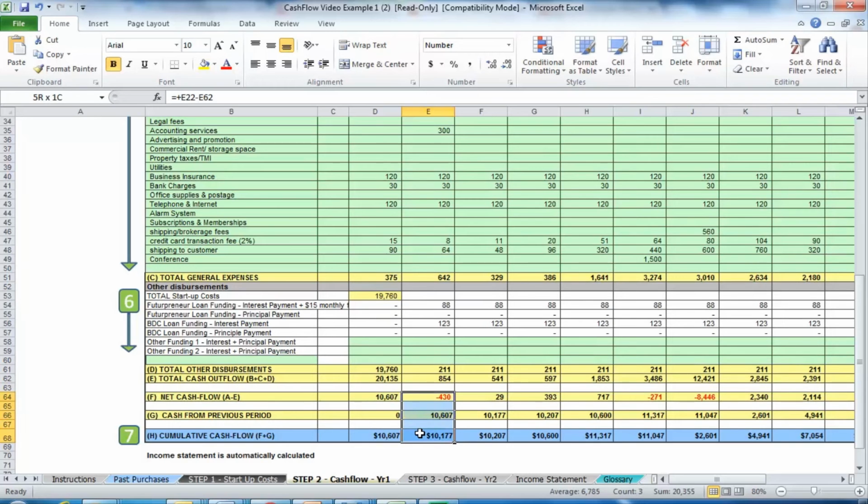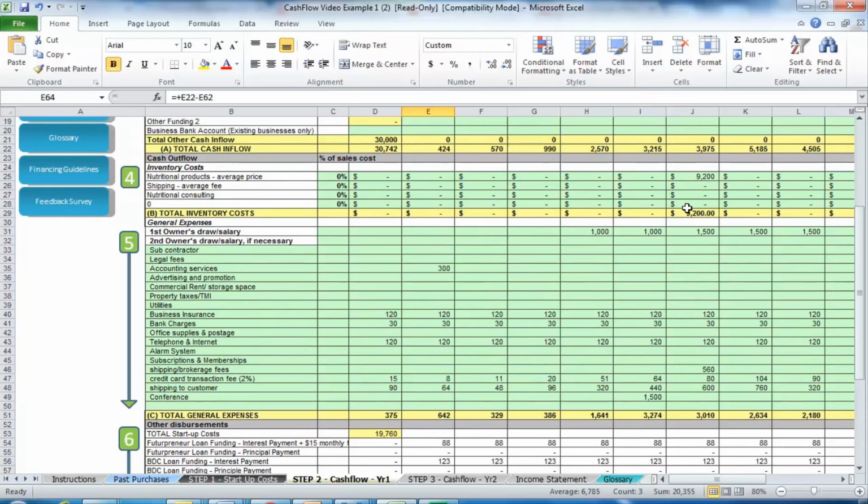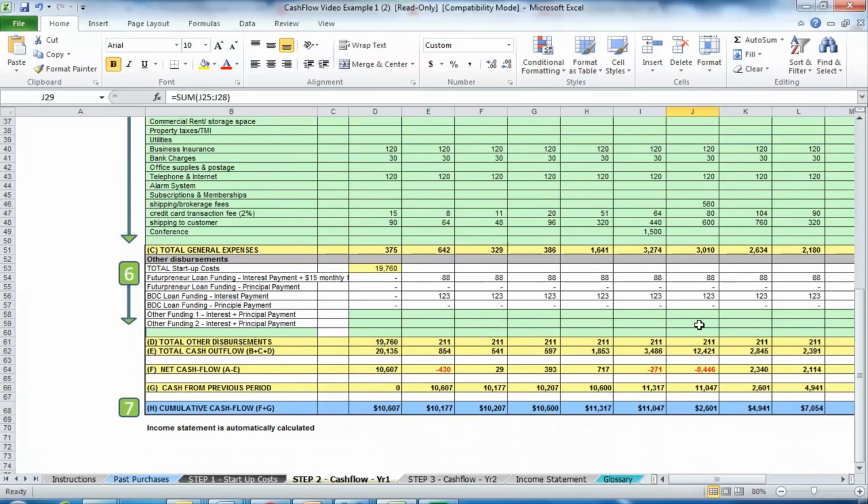However, he needs to be careful moving forward, because you'll notice in May of 2017, he has a big expenditure, which is inventory at $9,200. You'll also notice that for that month under F, $8,446 is estimated he's going to lose for that month. However, because he has over $11,000, he can absorb the difference. So he's down to $2,600 roughly.